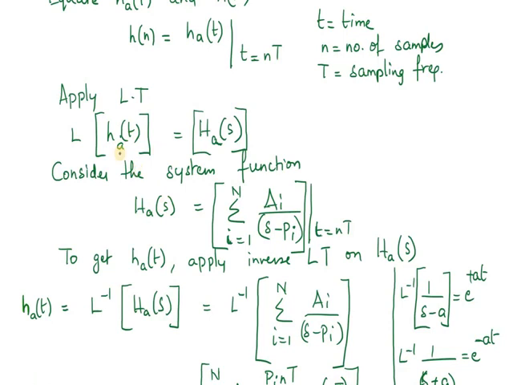Now when we apply the Laplace transform on this analog filter function, the Laplace transform of ha(t), we get the filter function in the Laplace domain or S domain. This is written as Ha(s). Now we'll take one system function where Ha(s) is equal to summation i equal to 1 to N, Ai divided by s minus Pi. From this Ha(s), to get back ha(t), we need to apply the inverse Laplace transform. Therefore, ha(t) is equal to the Laplace inverse of Ha(s).